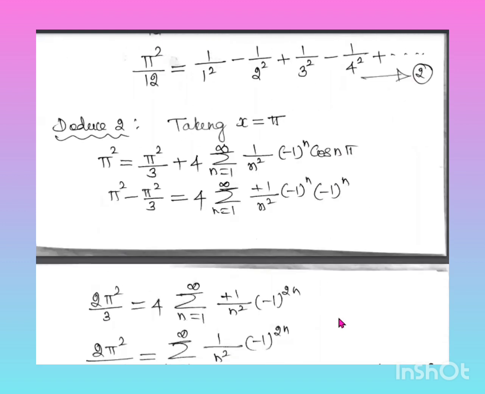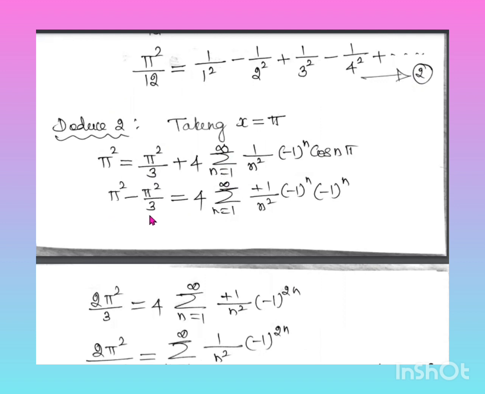Next, deduce 2 by taking x equal to pi in equation number 1. For x, you have to apply pi. Pi square is equal to pi square by 3 plus 4 summation n equal to 1 to infinity 1 by n square minus 1 power n cos n pi. What is cos n pi? Minus 1 power n.